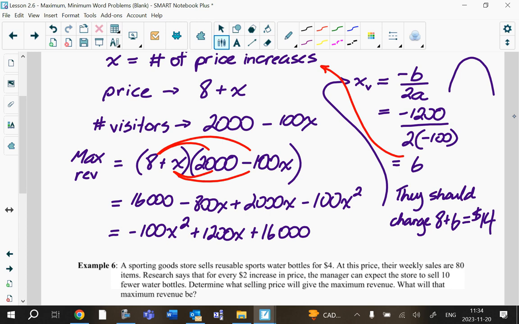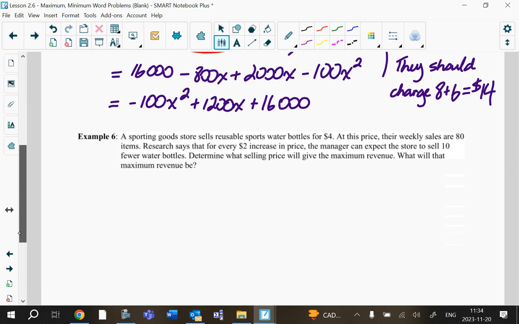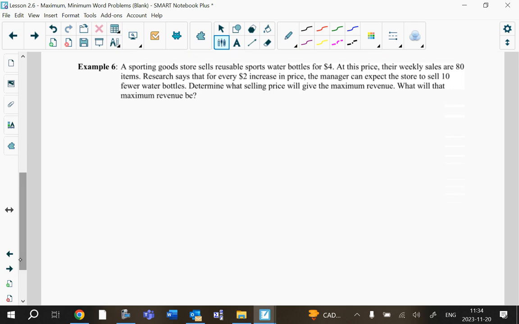Okay, let's look at one more. The sporting goods store sells reusable sports water bottles for $4. At this price, their weekly sales are 80 items. Research says that for every $2 increase in price, the manager can expect the store to sell 10 fewer water bottles. Determine the selling price that will give the maximum revenue, and what will that maximum revenue be?